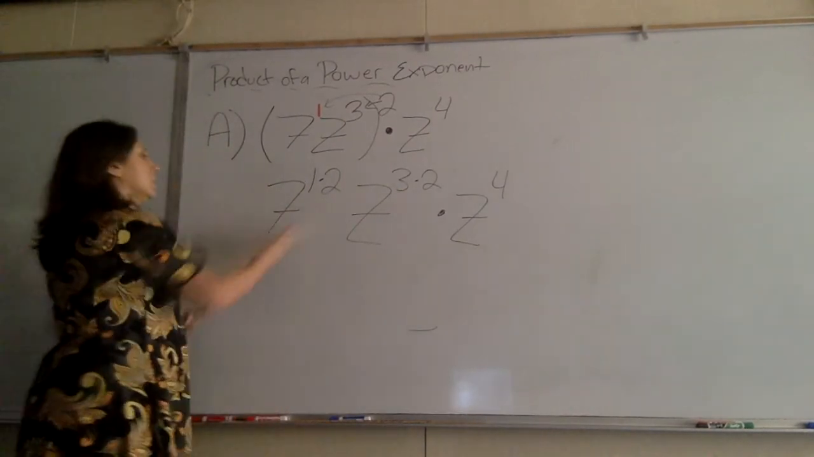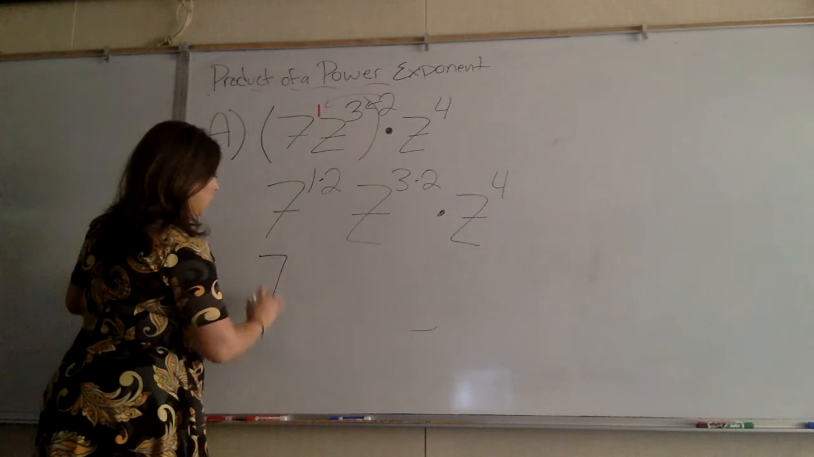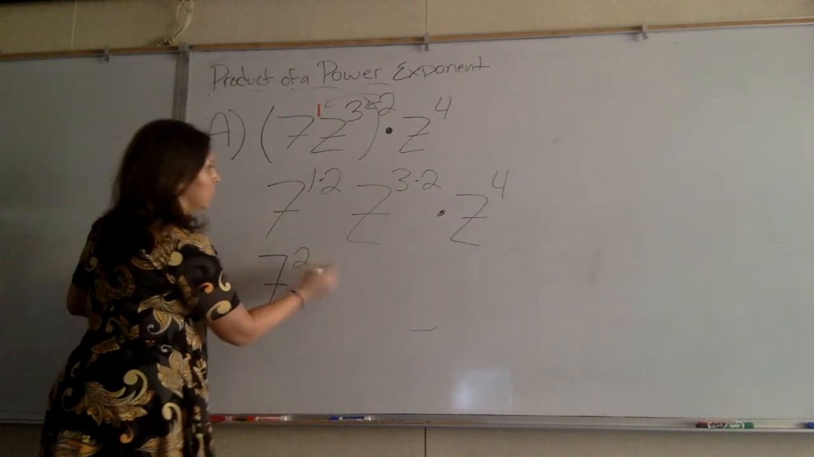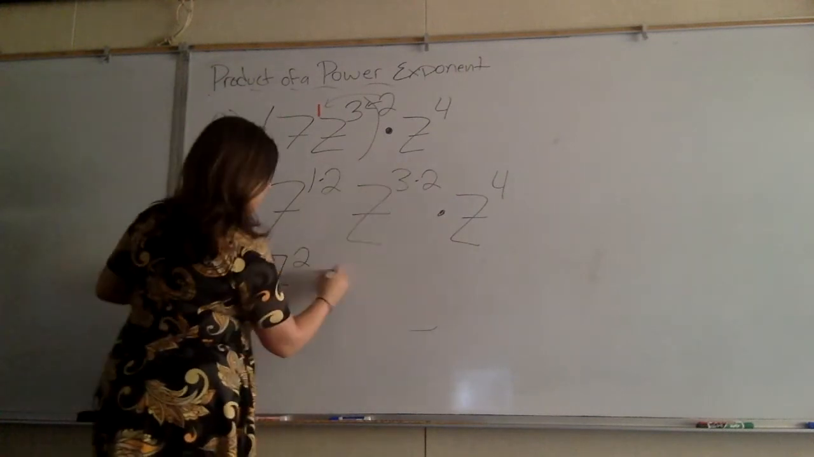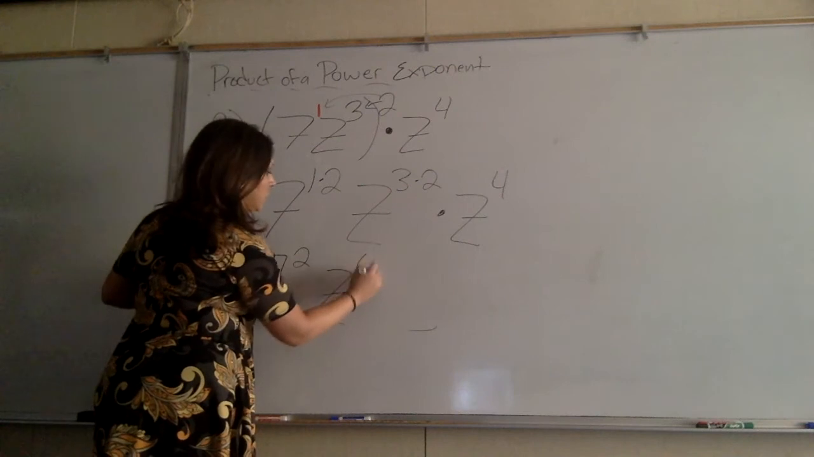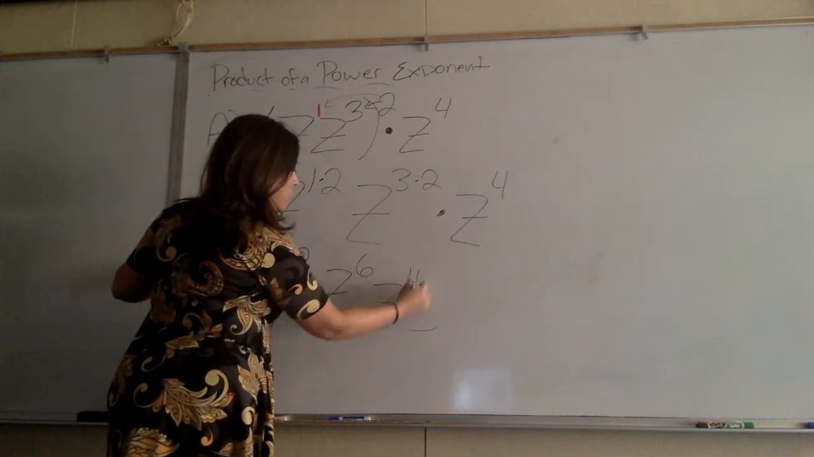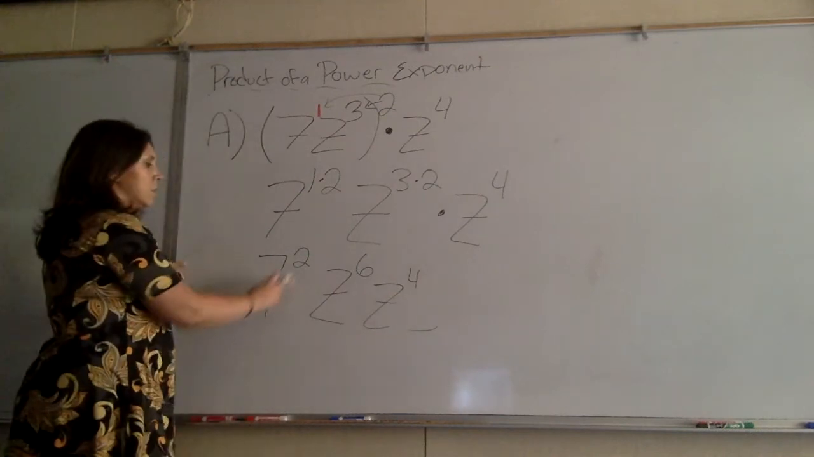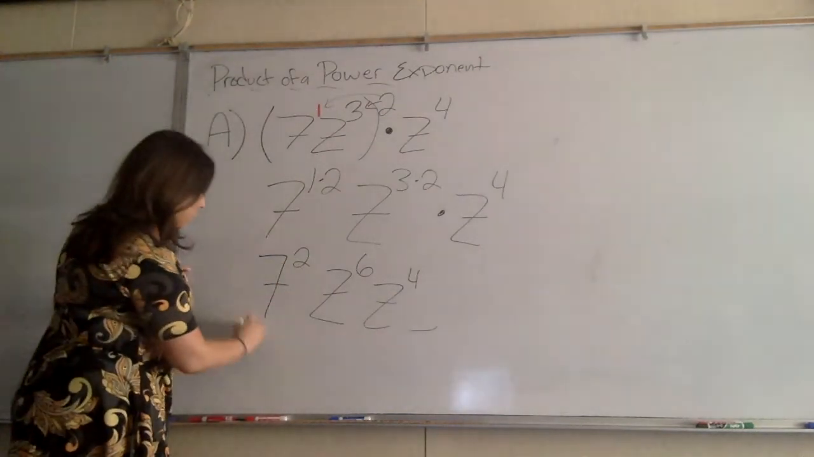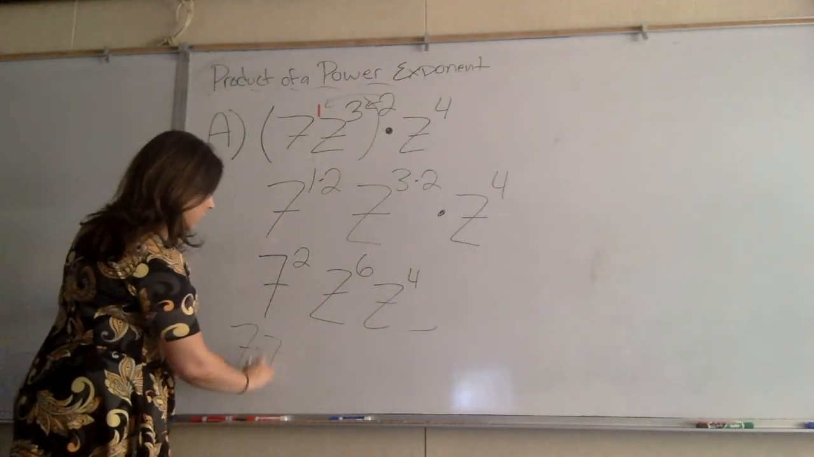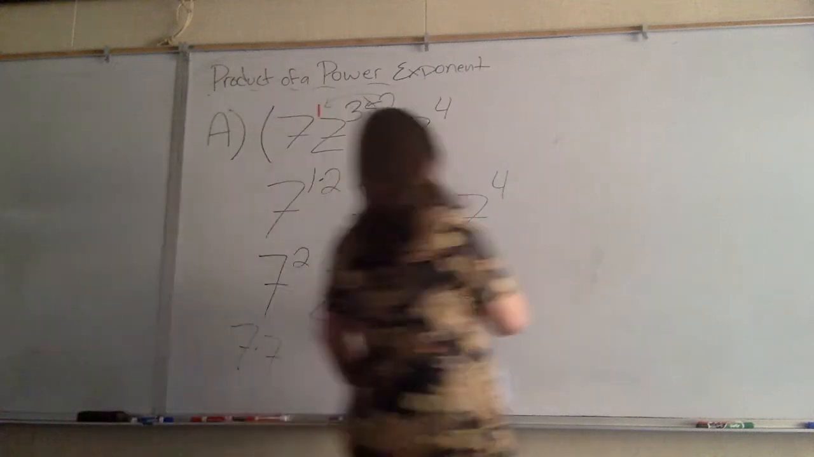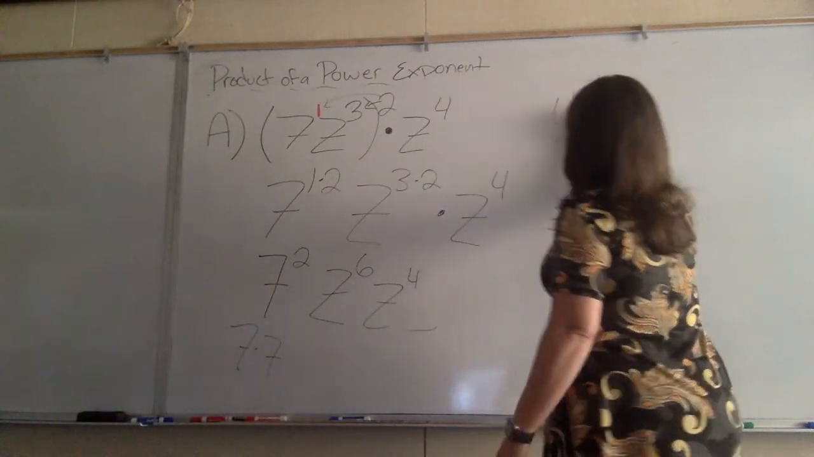So 1 times 2 is going to give me 2. 3 times 2 gives me a 6. And then bring down that z again. 7 squared means 7 times 7. 7 times 7 is going to give me a 49.